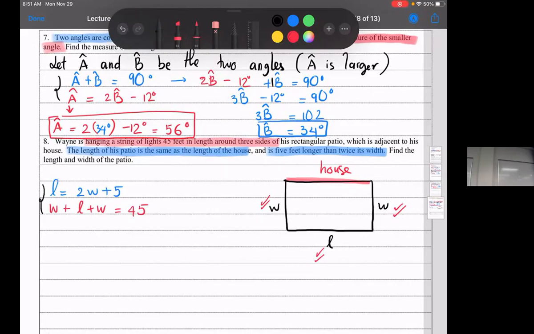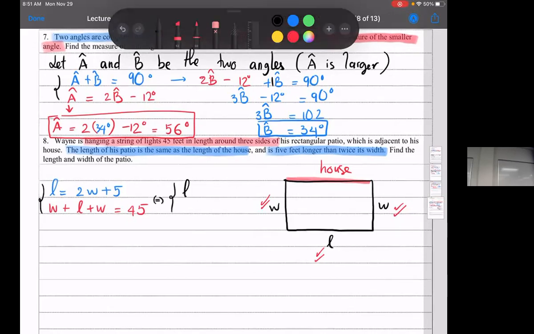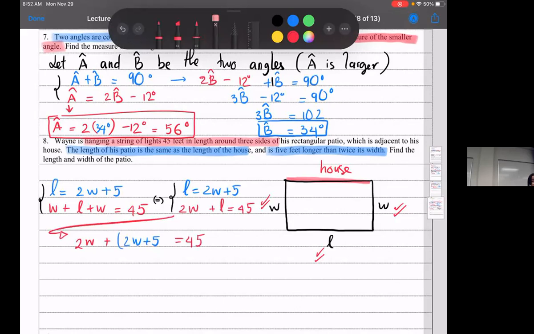And then you saw, maybe simplify it a little bit. So L equal 2W plus 5. And then the bottom one is gonna be 1W plus 1W is 2W plus L equal 45. Use substitution. So this right here, 2W plus L now is 2W plus 5 equal 45.